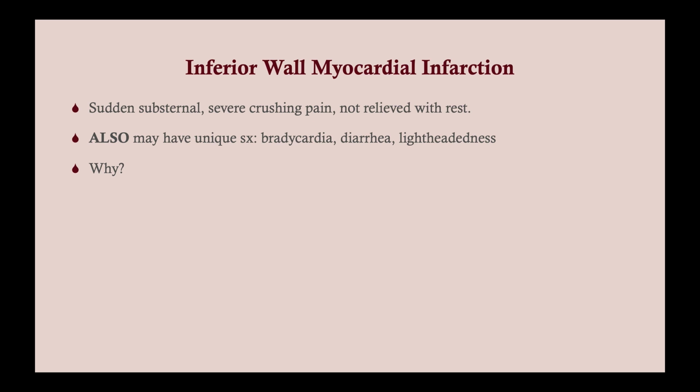So inferior wall MI is going to have all your symptoms of a typical MI. Sudden substernal, severe crushing pain, not relieved with rest. However, it can also have these other symptoms: bradycardia, diarrhea, and lightheadedness. These are not things that we would expect with an MI, and any other MI is not going to give you these things necessarily. So typically with an MI, your heart's not going to slow down, at least until you're about to die. And an MI is not going to cause diarrhea or necessarily lightheadedness. So why do you get bradycardia, diarrhea, and lightheadedness from an inferior wall MI?